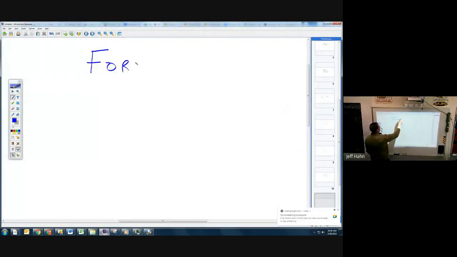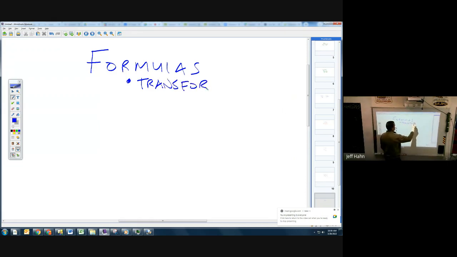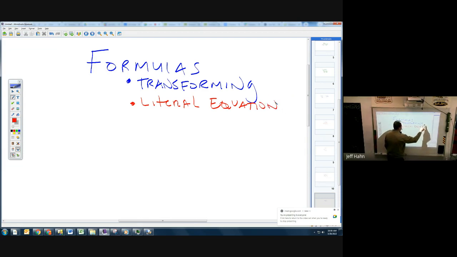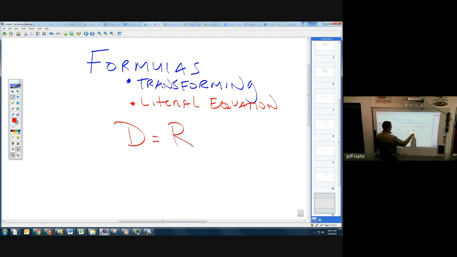All right, ladies and gentlemen, under formulas, the book calls this transforming. When you get to next year, which is algebra, they will call this literal equations. Why, I don't know, it doesn't matter. But when you get to higher levels of math, you have to be able to change formulas so that they do what you want them to do. For example, we've got this little formula that says distance equals rate times time.